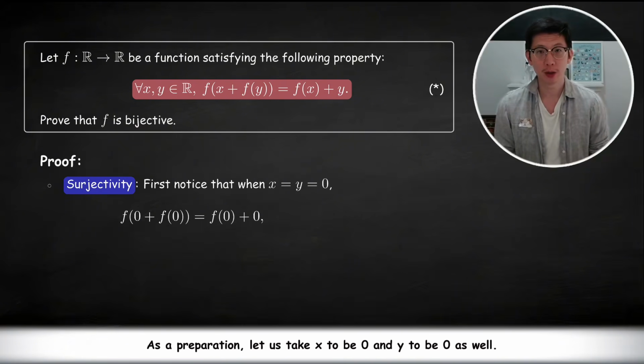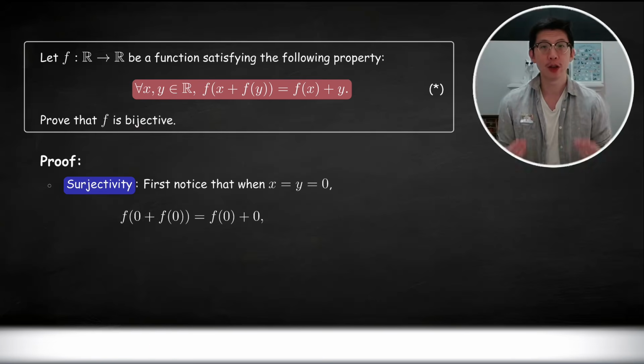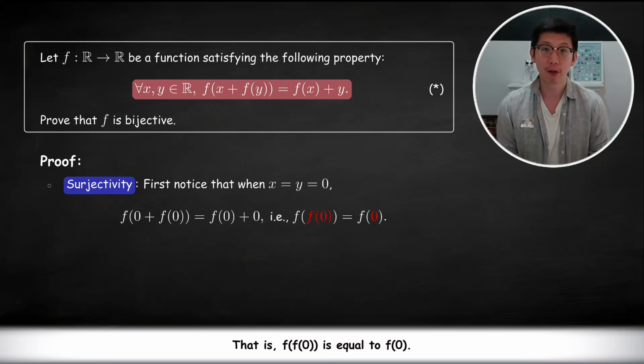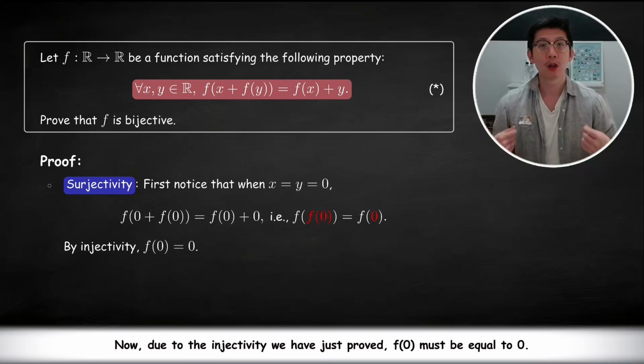As a preparation, let us take x to be 0 and y to be 0 as well. Under these choices, the star identity reads f(0 + f(0)) is equal to f(0) + 0. That is, f(f(0)) is equal to f(0). Now, due to the injectivity we have just proved, f(0) must be equal to 0.